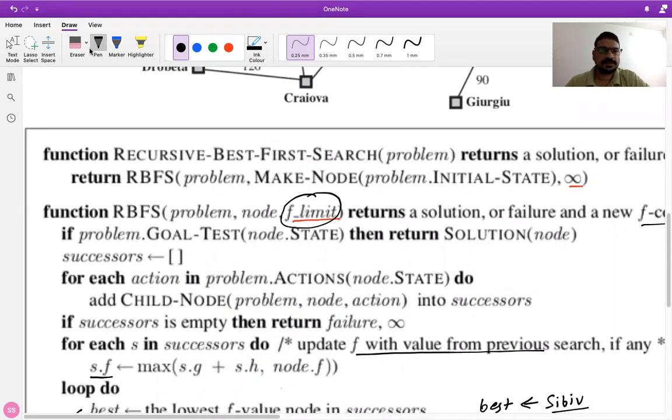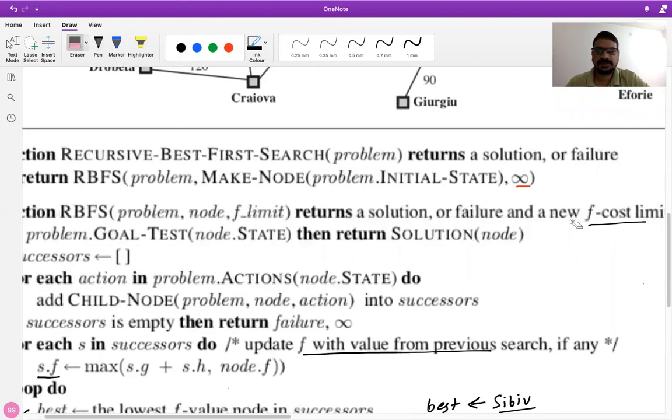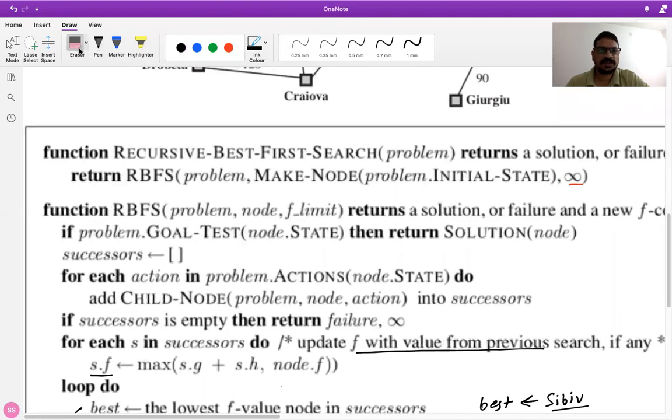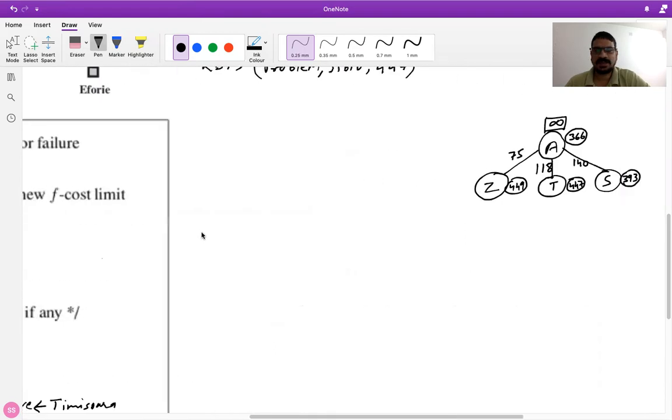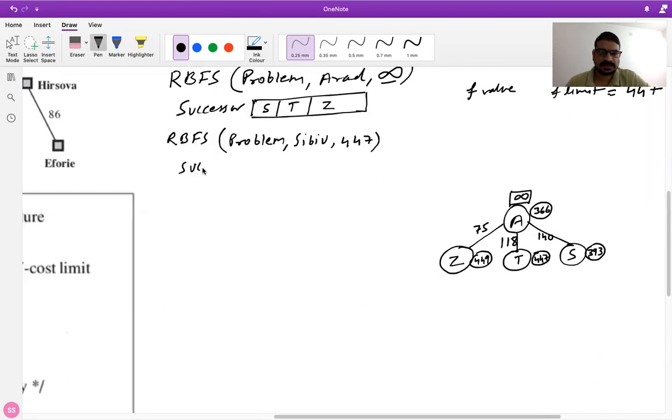Now the same thing we'll do. We'll come here again. This is my algorithm, start from here. The algorithm says: problem, node, F limit, we got it. If problem.goal test: the node we have right now is Sibiu. Is Sibiu the goal state? No, it is not the goal state. Then we'll create an empty successor.